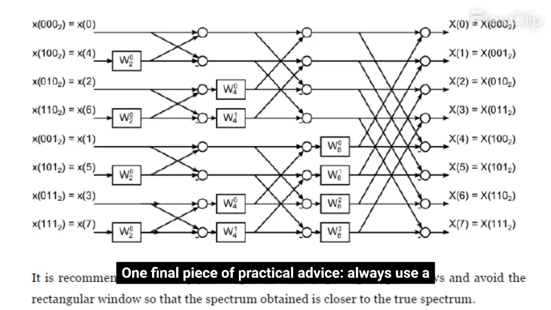One final piece of practical advice: always use a weighting window like Hamming or Hanning rather than just cutting your signal off abruptly. This prevents spectral leakage and ensures the spectrum you see is as close to reality as possible.